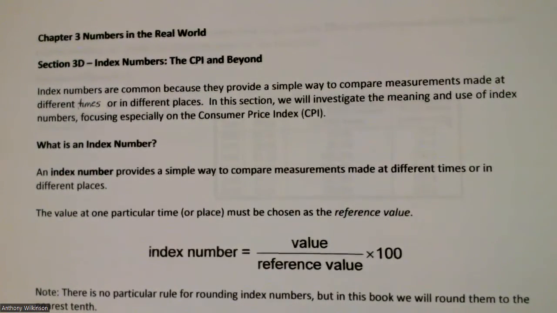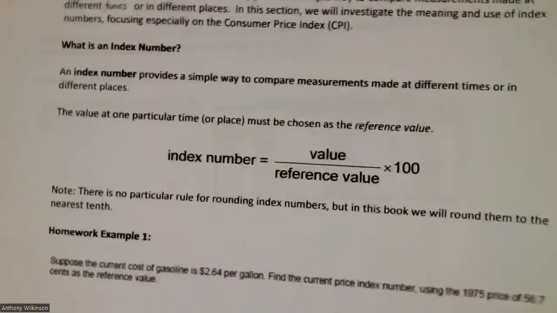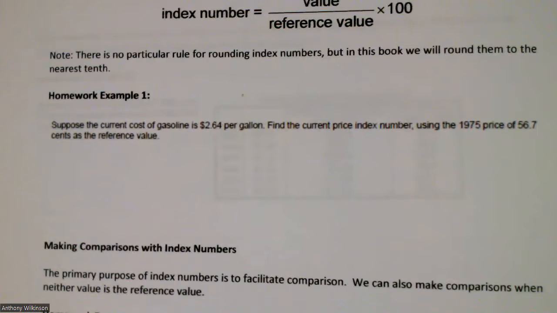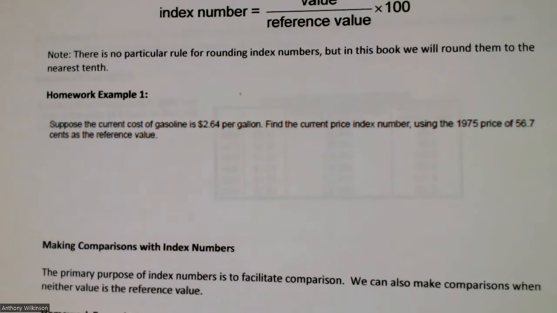Now, keep in mind that there is no particular rule for rounding index numbers, but in this video, for most of these examples, we'll round them to the nearest tenth, unless absolutely indicated in the particular problem. So starting with this first example, suppose the current cost of gasoline is $2.64 per gallon. Find the current price index number using the 1975 price of 56.7 cents as the reference value.